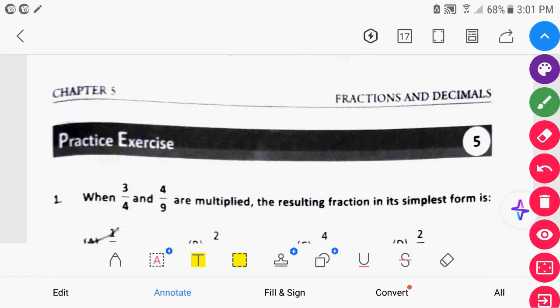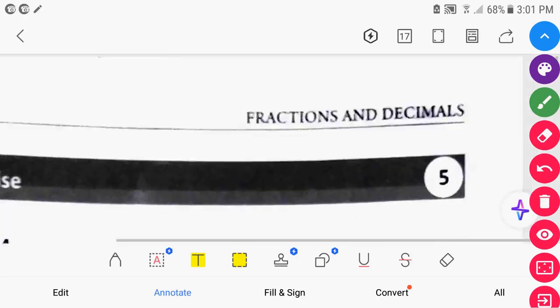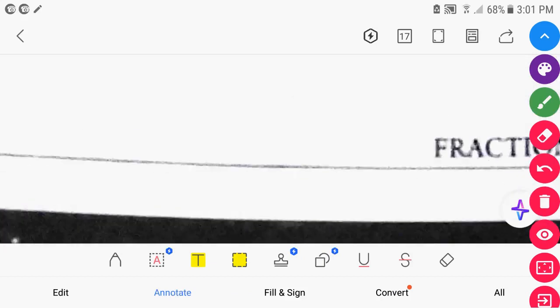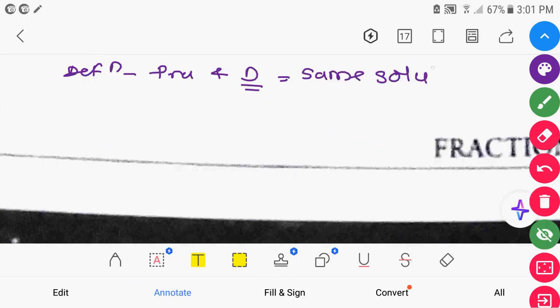Okay, so friend, I am Heena and we are learning for Olympiad Maths Grade 4 Fraction and Decimal. And in the last lecture, we had learned what is meant by fraction, that is the definition of fraction and decimal definition. We learned from the definition that both have the same solution or same answer, but the way is different.